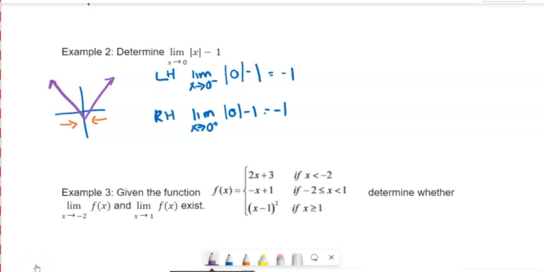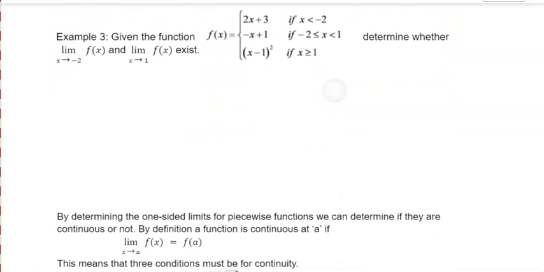Because the left-hand limit equals the right-hand limit, I do have a limit. So as x approaches 0 of x minus 1, my limit is -1. Okay, let's try a more complicated example.